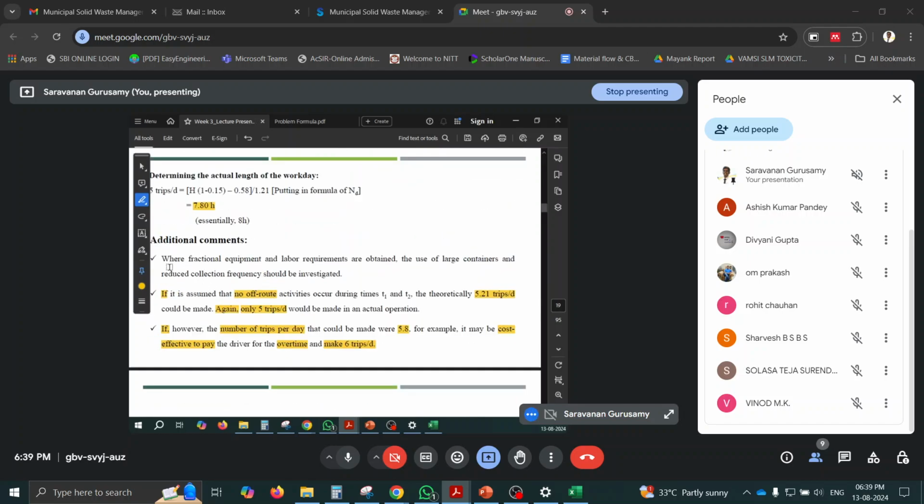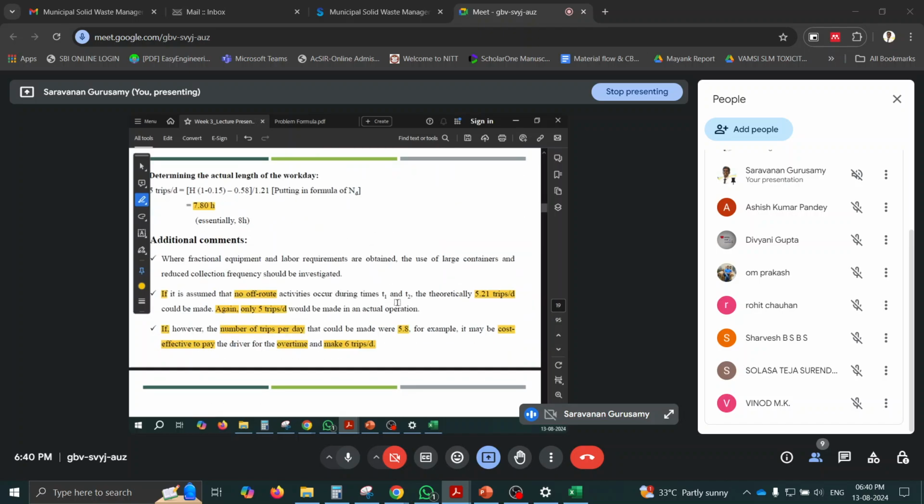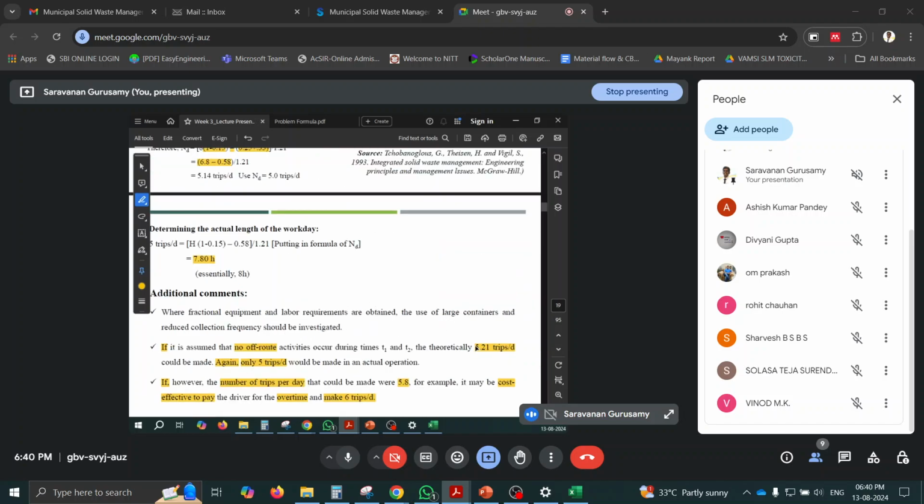What is the additional comment? Where fractional equipment and labor are obtained, the use of large containers or reduced collection frequency should be investigated. And if there is no off route, I mean if no break was taken by the labors, then 0.15 can be neglected. So totally 8 hours can be utilized. If you calculate like that, we are getting the answer as 5.21. That again will be rounded off to 5 only. So it's okay to take off route time, no issues.